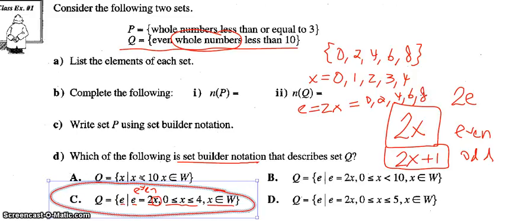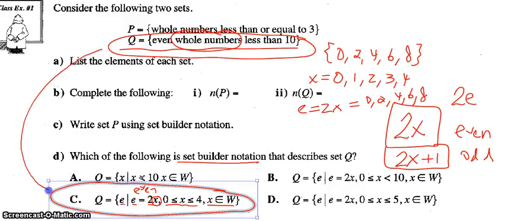Okay? So it's a bit long, but this is how, mathematically, without using words, you can define even whole numbers less than 10. Basically, the English equivalent is this, but mathematically, we write all that. Okay?